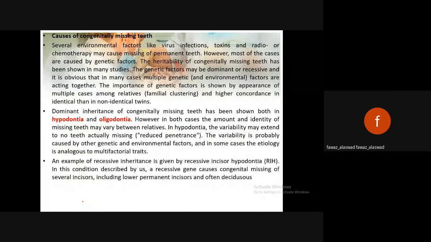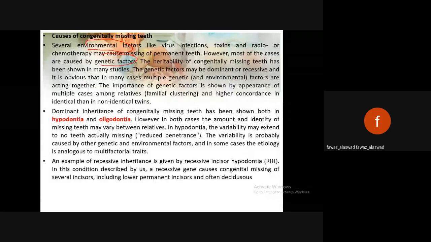When we start with the examination of the oral cavity, we are going to examine the teeth. First of all, sometimes there will be environmental factors, and these environmental factors could be virus, infection, toxic, or sometimes the patient taking chemotherapy or radiotherapy. And sometimes it's not related to the environment, it may be related to genetics. So the two most important factors affecting congenitally missing teeth: one of them is genetic, the other is environmental.